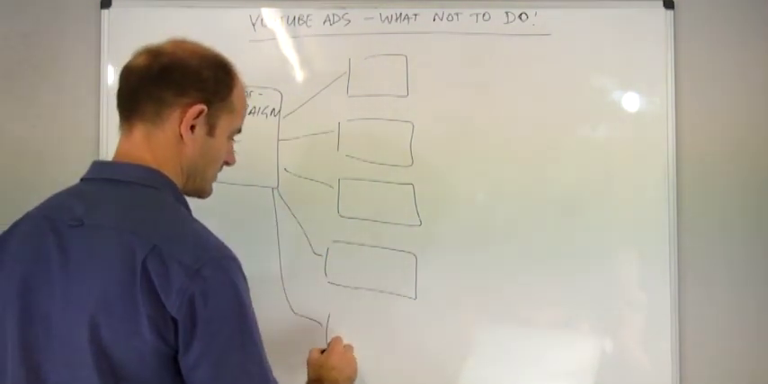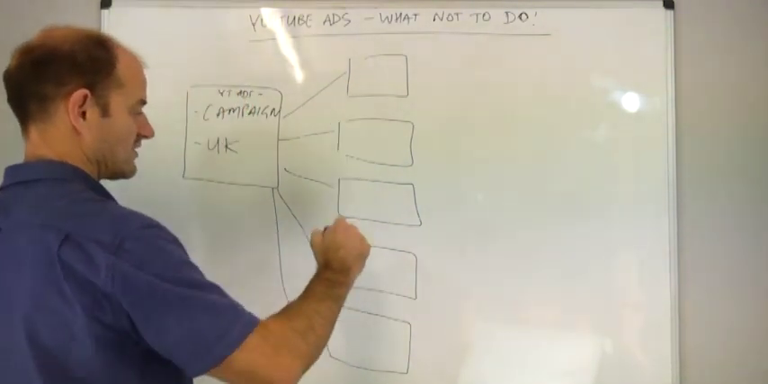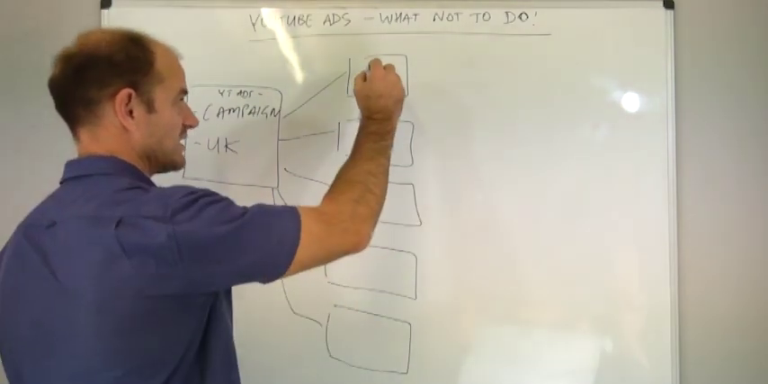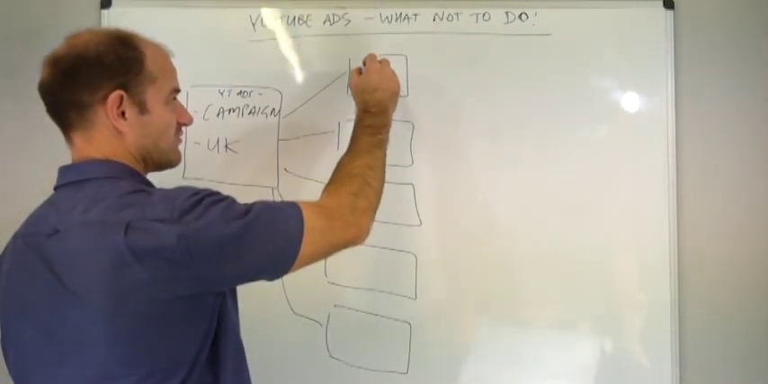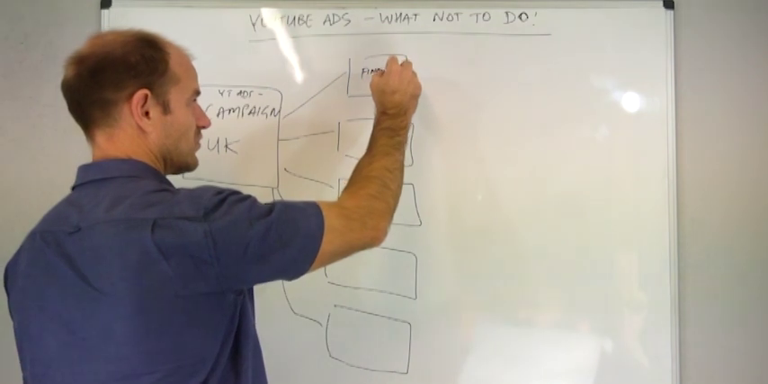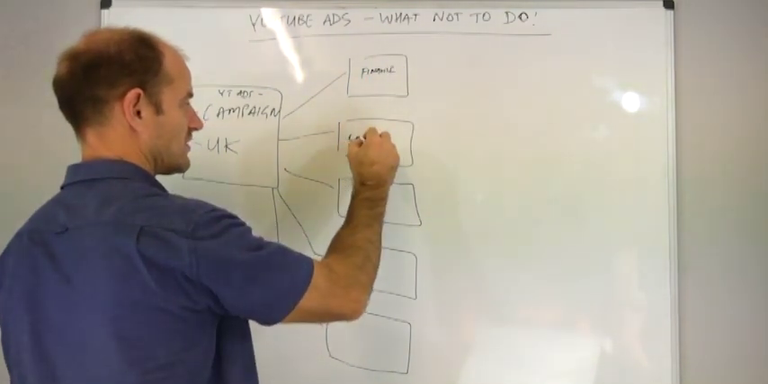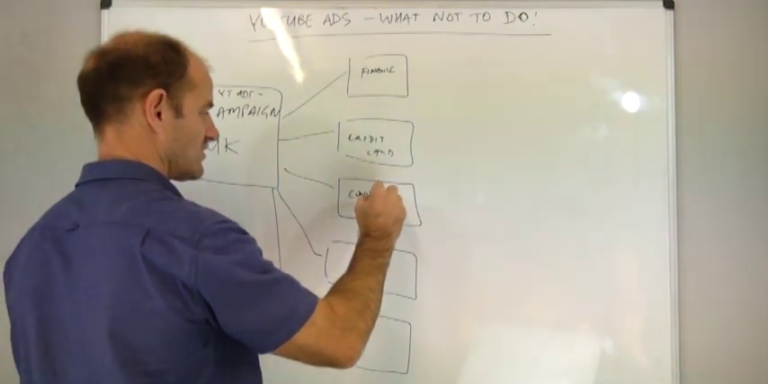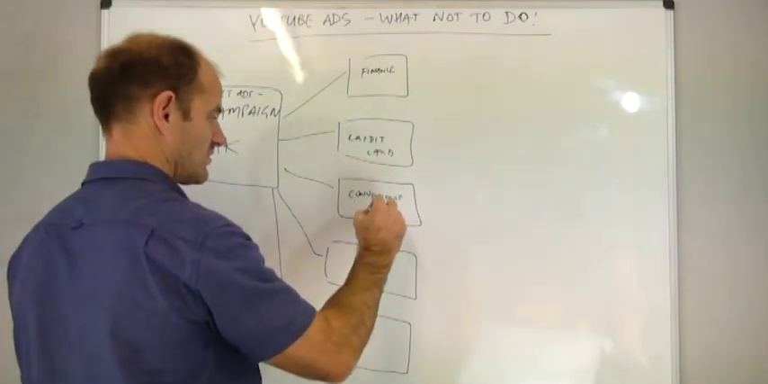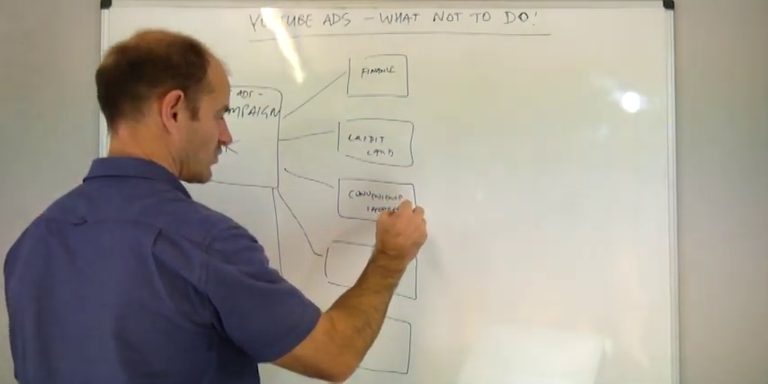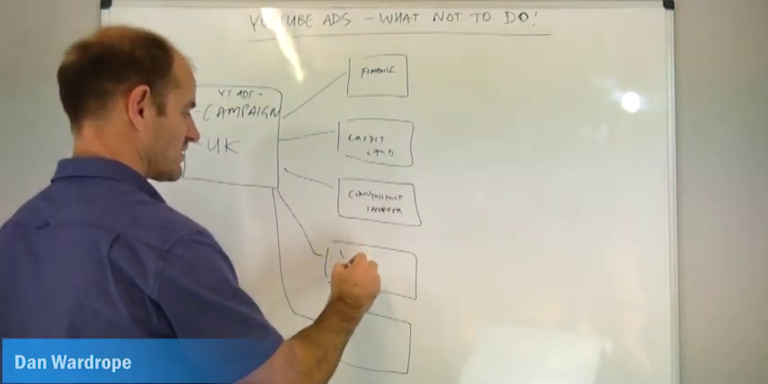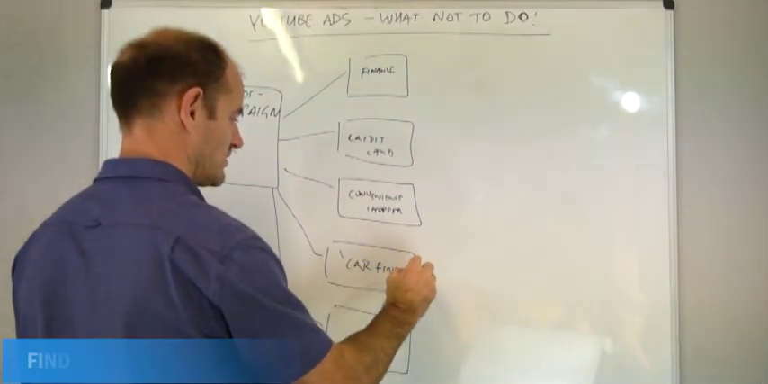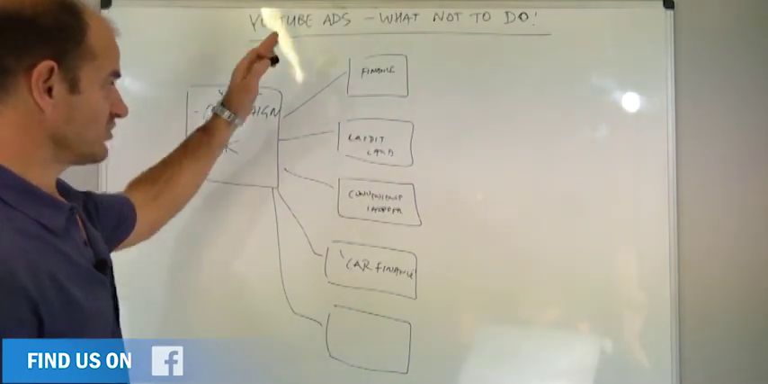Target, and you might have 50 or 60 different targeting options here, and that could be in the market for finance, or credit cards, or convenience shoppers, or it could be the word car finance, a contextual campaign, or it could be a multitude of different things.